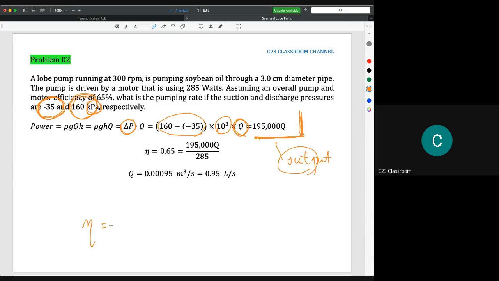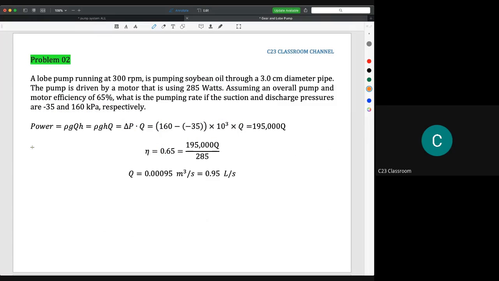Then we have the efficiency. The idea is power out divided by power in. Power out is 695,000 Q, and power in is the power given by the electrical point. Here it is stated that the motor is using 285 watts, so that is the power supplied by the electrical point. So we write 285 here. The efficiency is 0.65 because it is 65%. Then we could calculate Q, which is equal to 0.95 liter per second.